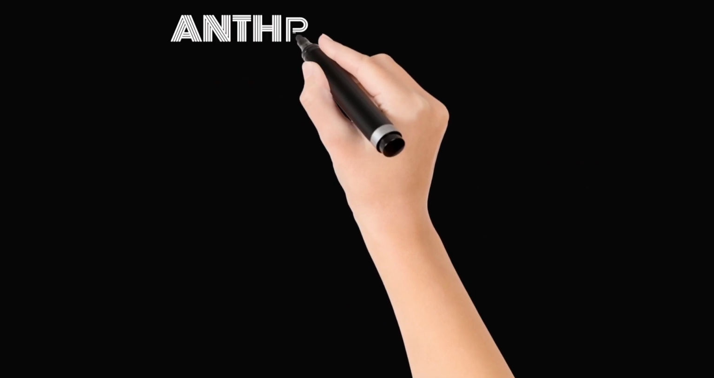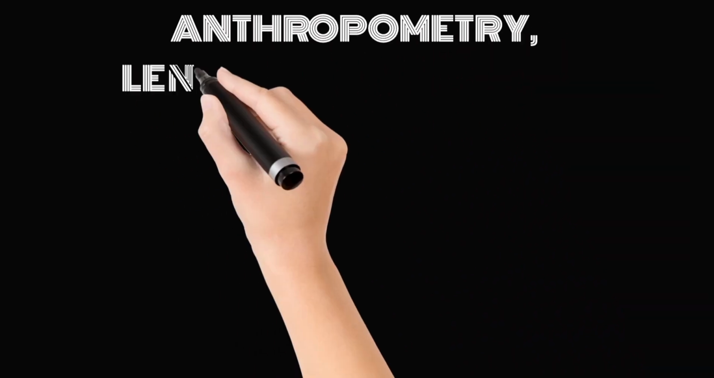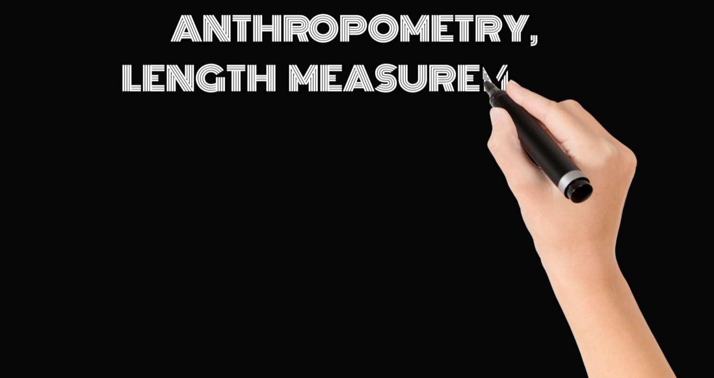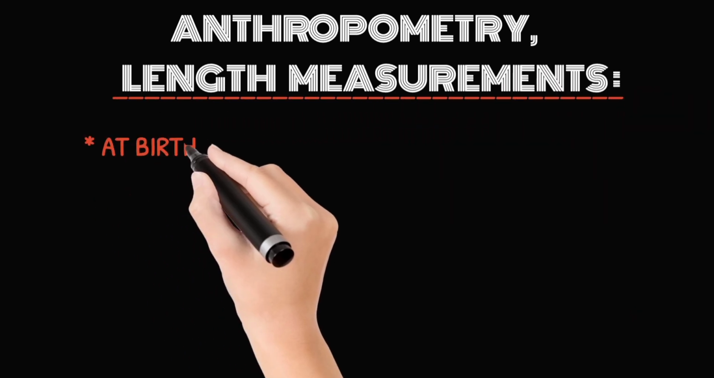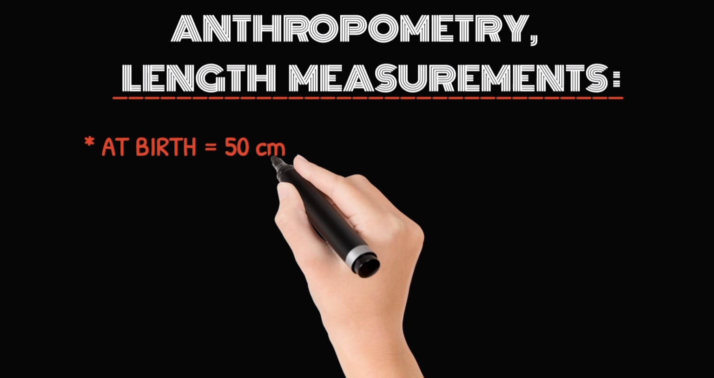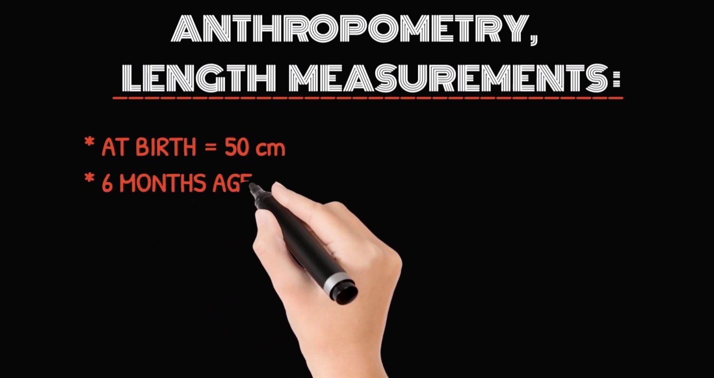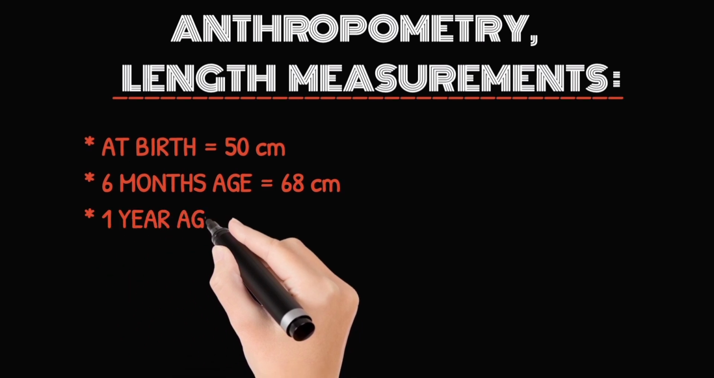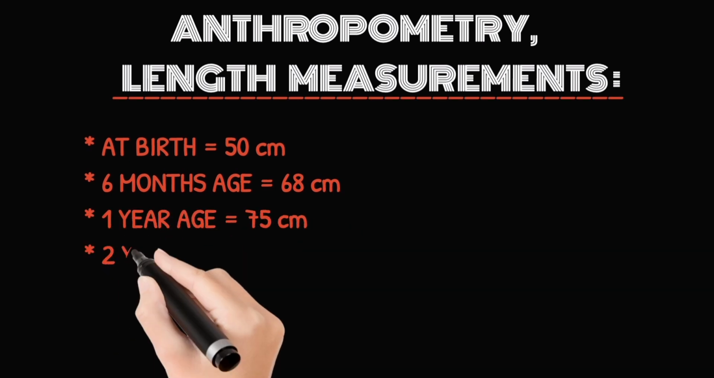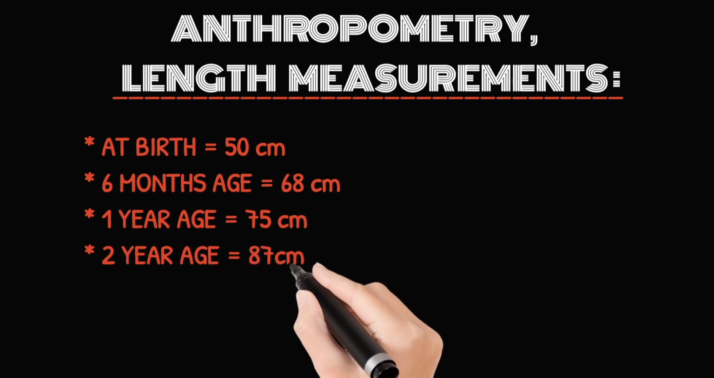Now let's discuss anthropometry length measurements. So here we will discuss the length of the pediatric patient in different age groups. At birth it is around 50 centimeters, and at 6 months of age it is around 68 centimeters. At the first year of life it is 75 centimeters, and at 2 years of age it is 87 centimeters.